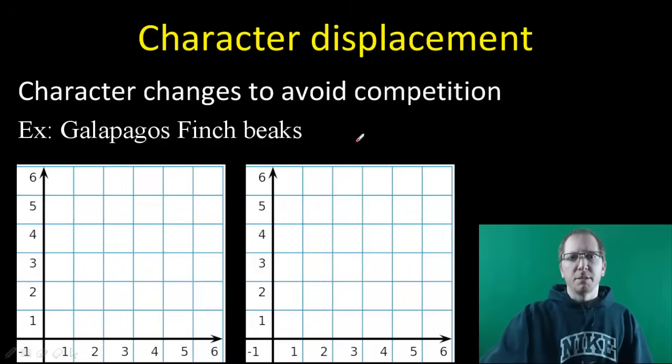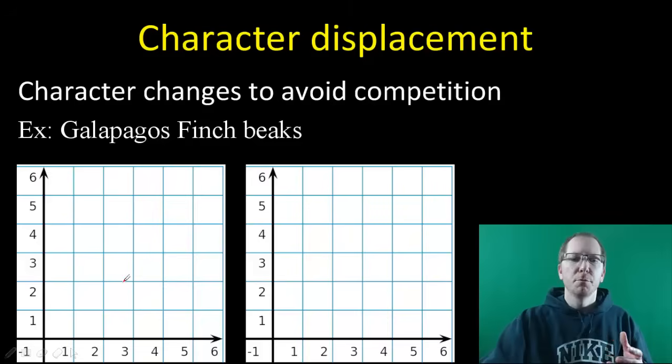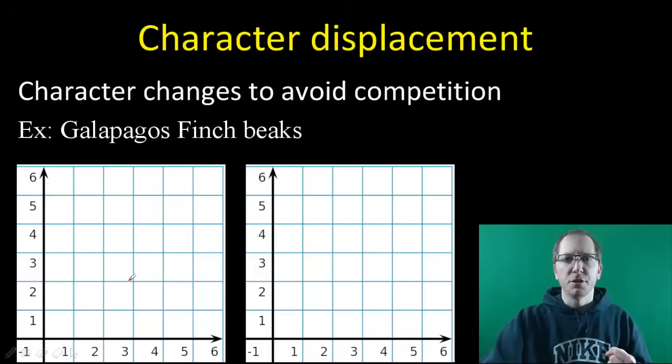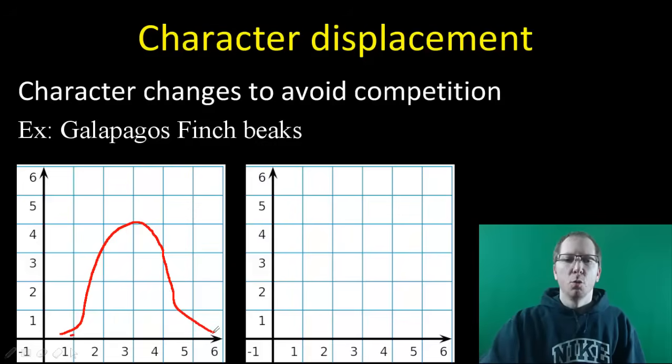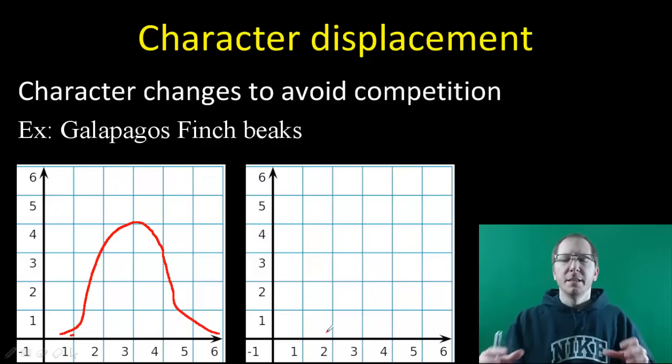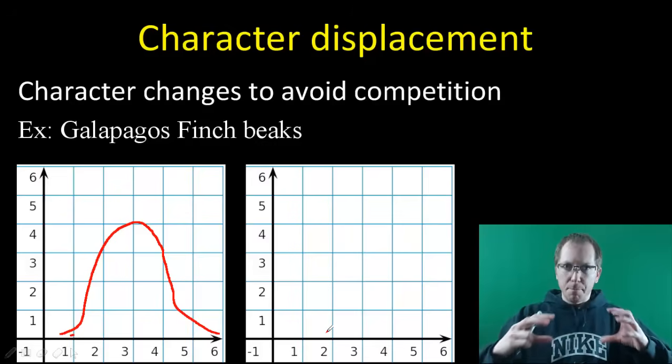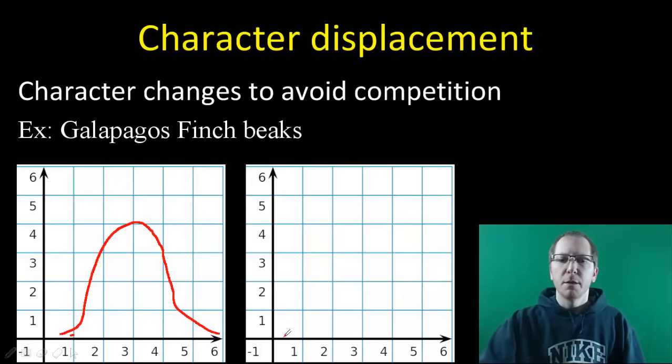Now, character displacement, this one's kind of cool, where you can have multiple species like finches in the Galapagos. You might have their average beak size end up somewhere around, and this is really crappily drawn, but deal with it, we'll say somewhere around 3 centimeters. Doesn't really matter, we're just doing a general thing here. And so we can have two species that pretty much share the same general beak size.